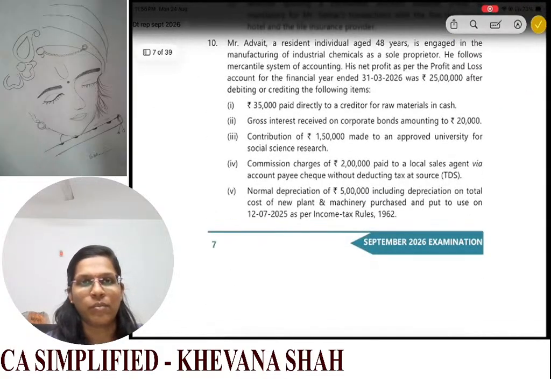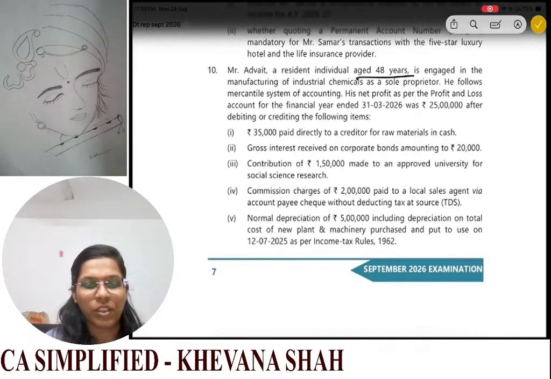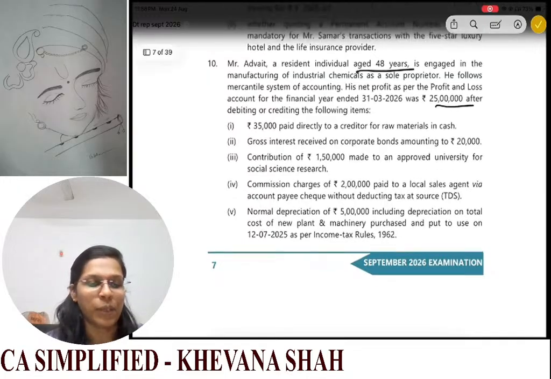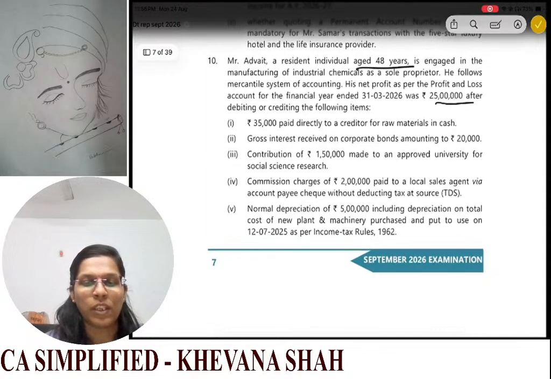Now question number 10. First we have this Mr. Advit, age 48 years. Net profit as per P&L account is 25 lakhs after debiting or crediting the following items. So P&L is 25 lakh.